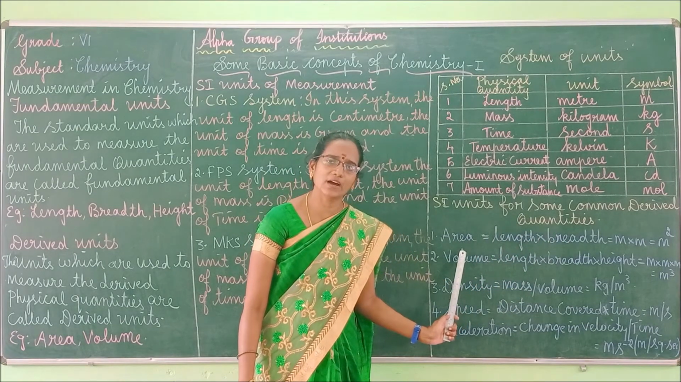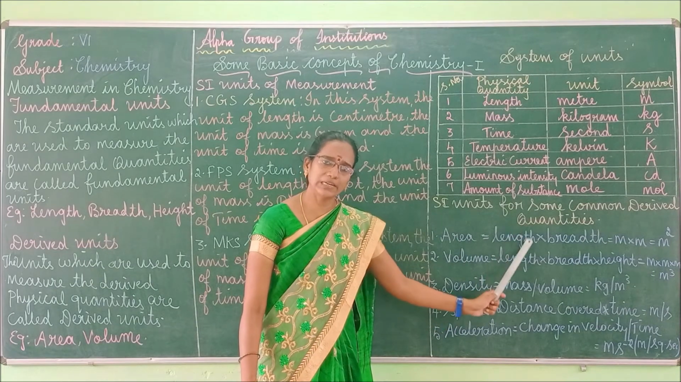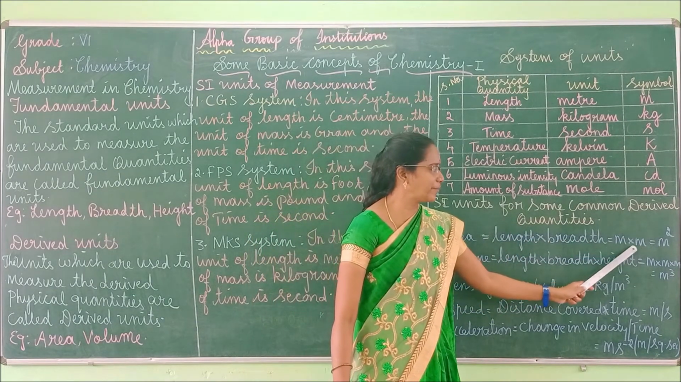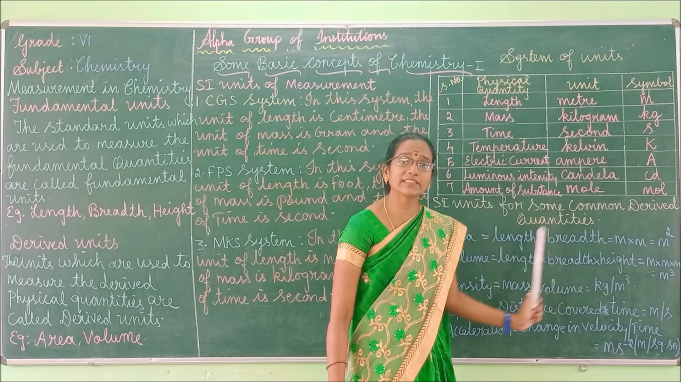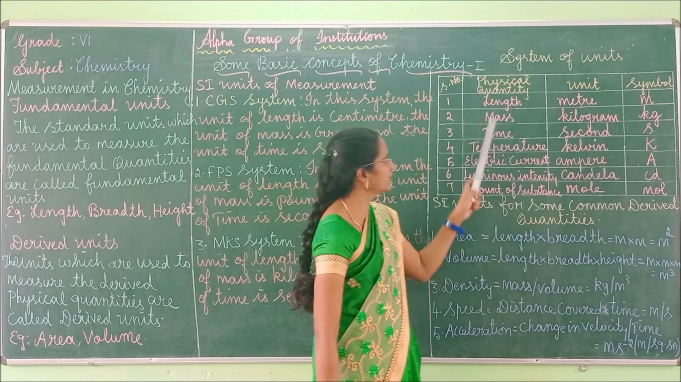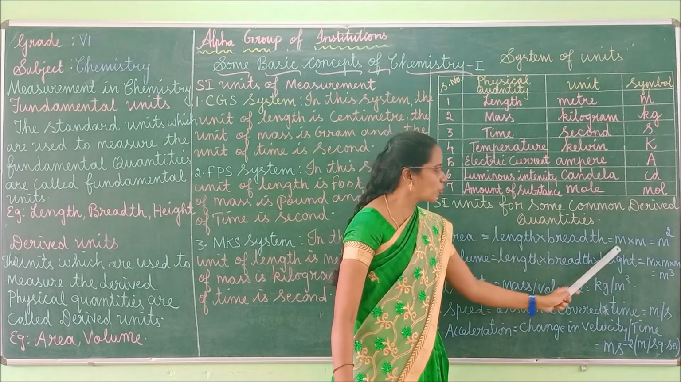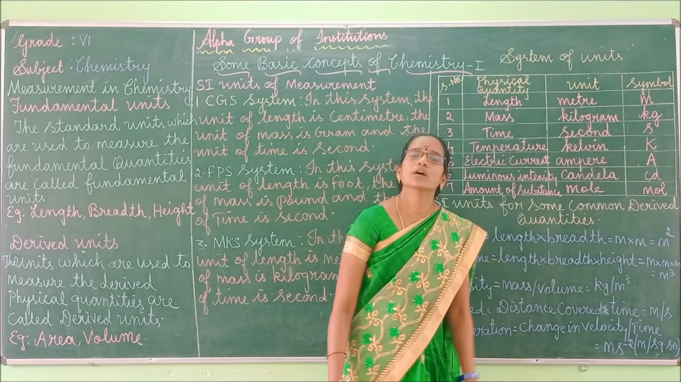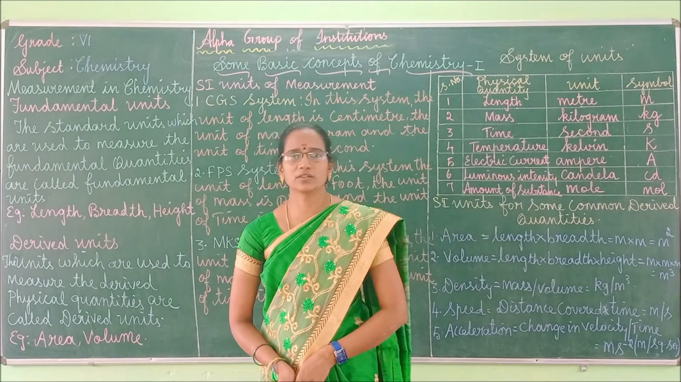What is the formula of area? Area is equal to length into breadth. So m into m. M is nothing but meter. Length is measured in meter. Breadth is also measured in meter. So meter into meter is equal to meter square or square meter.